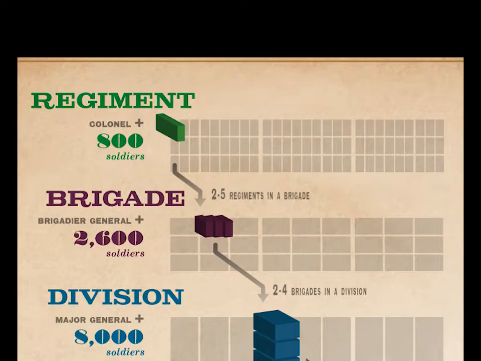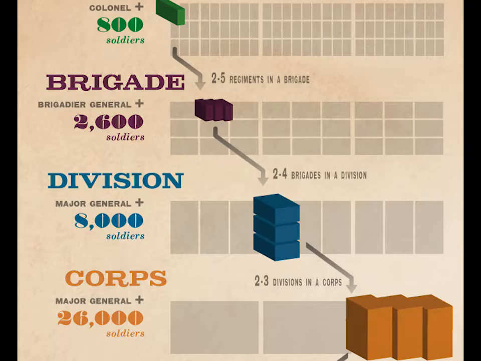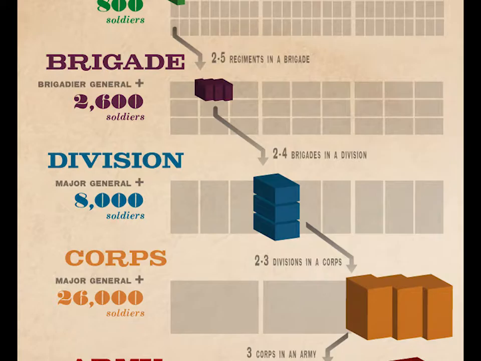So looking at after regiments, you've got this thing called a brigade. Now, this is going to be led by a brigadier general. A brigadier general is the lowest ranking general, at least during the Civil War, and there are going to be like 2 to 5 regiments in a brigade. So there's going to be about 2,600 soldiers there. That's going to form a division, which is going to be commanded by a major general.